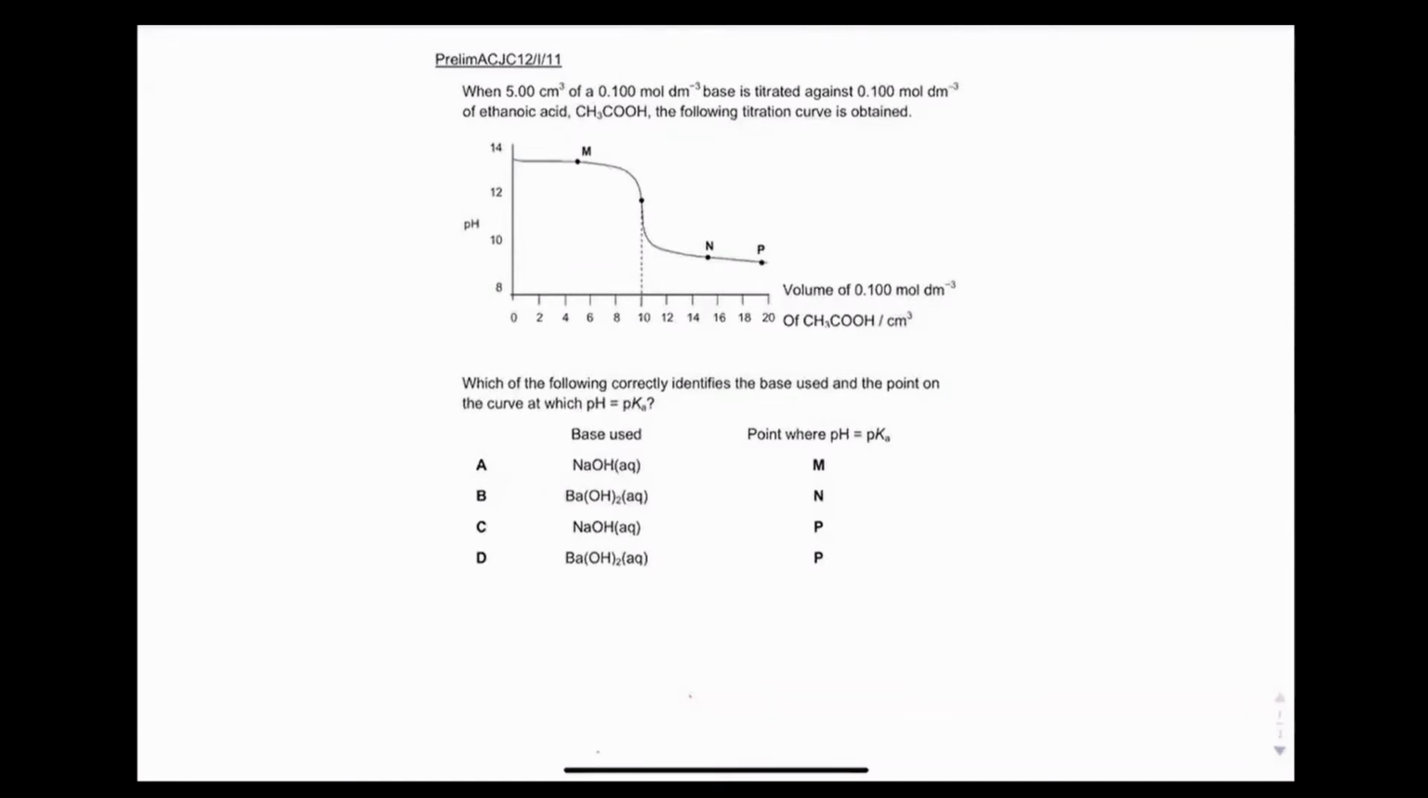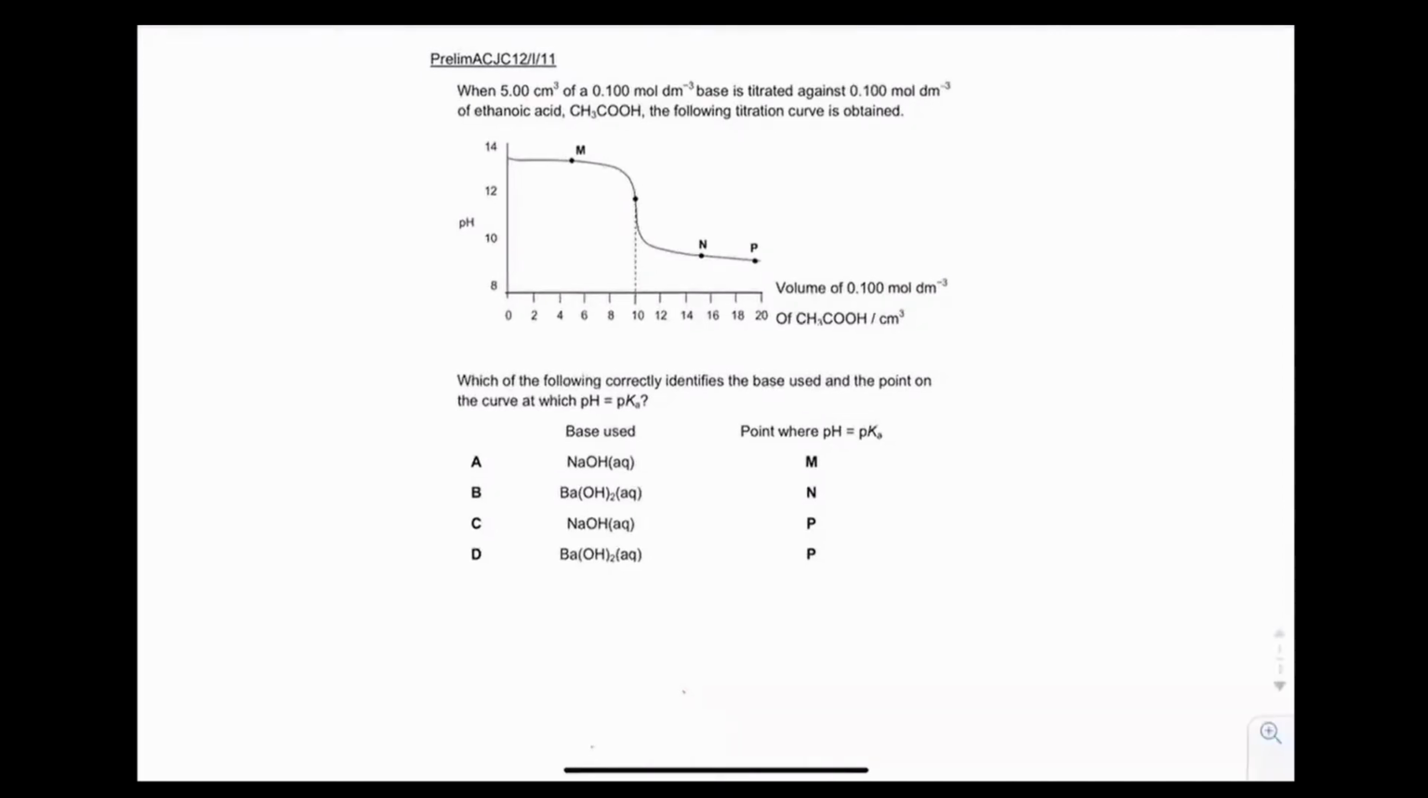When 5 cm cube of a 0.1 mole per dm cube base is titrated against 0.1 mole per dm cube of ethanoic acid, we get the following titration curve. So over here, just a slight intro to the titration curve. The y-axis of the curve will be the pH of the solution in the conical flask. And the x-axis will be the volume of the solution in the burette.